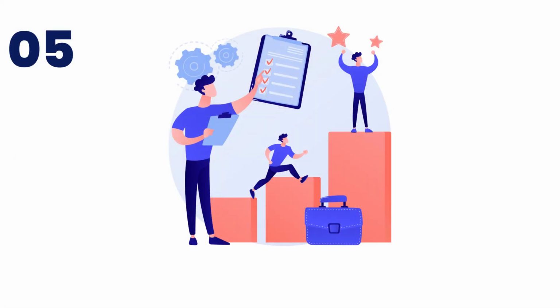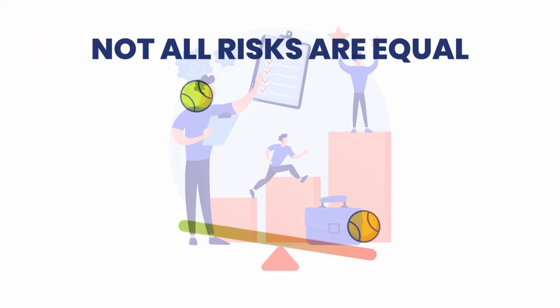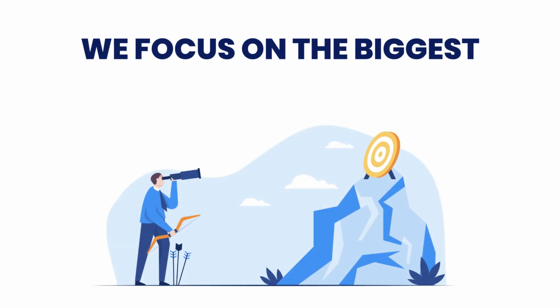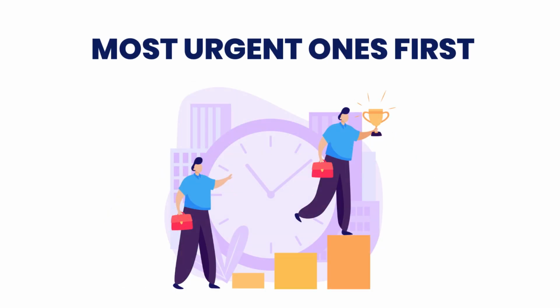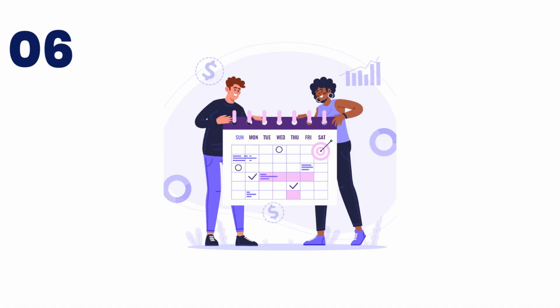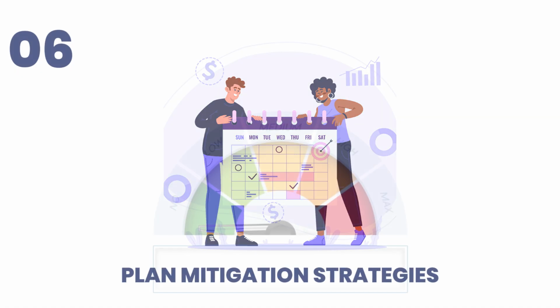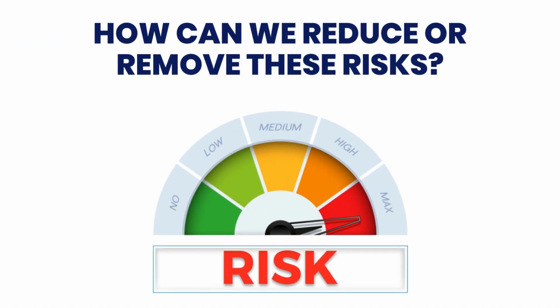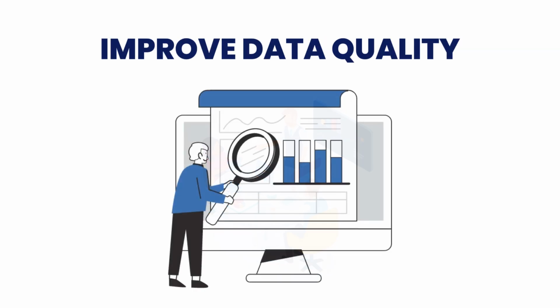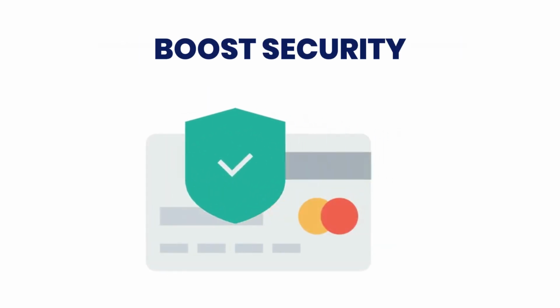Number 5, prioritize risks. Not all risks are equal. We focus on the biggest, most urgent ones first. Number 6, plan mitigation strategies. How can we reduce or remove these risks? Maybe add human checks, improve data quality, or boost security.